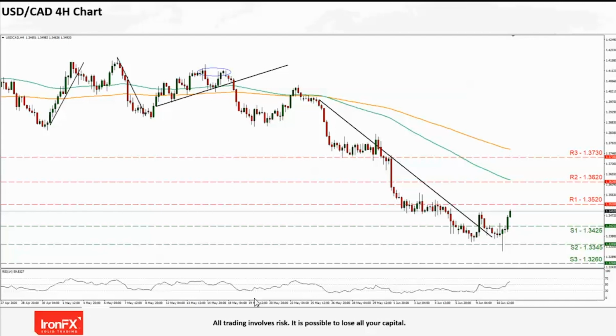Please note the RSI indicator has formed an upward slope with the line aiming at the 70 level, implying possibly that the USD bulls have been stronger in the latest sessions.